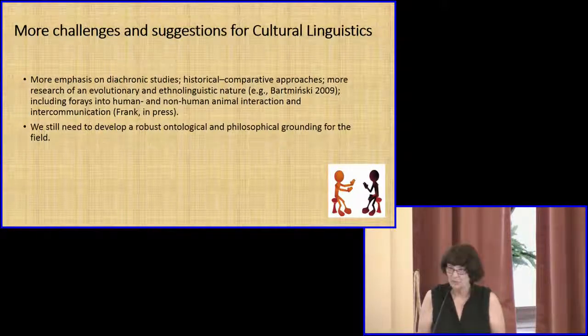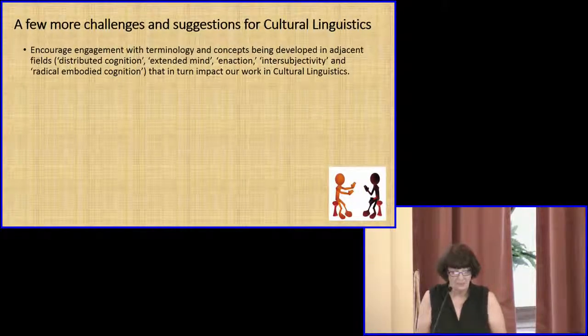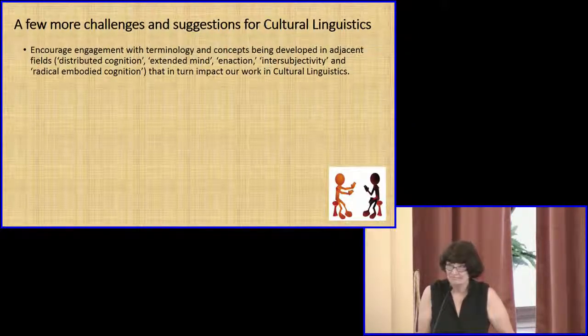We still need to develop a robust ontological and philosophical grounding for the field of cultural linguistics. We need to refine existing instruments of analysis and terminology, things like cultural cognitive models. What exactly do we mean by these terms? I would like also to encourage engagement with terminology and concepts being developed in adjacent fields, such as distributed cognition, extended mind, enaction, intersubjectivity, radical embodied cognition, that in turn impact our work in cultural linguistics and actually form part of the basic tenets of cultural linguistics. And remember, these are very hot button items in cognitive science today. This is really the cutting edge.